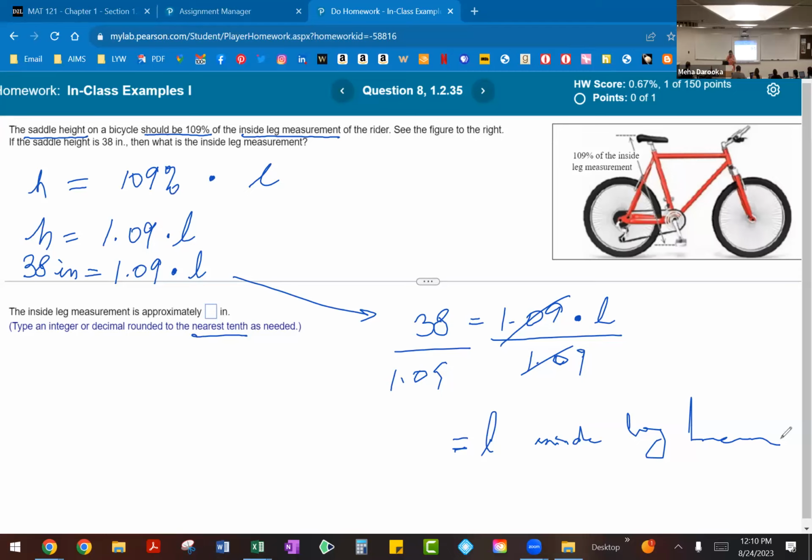Say that one more time. 34.9. Perfect, very nice. So yeah, it's coming out to be 38.862, and it keeps going, but when we round it to the nearest tenth, that's 38.9. And what unit of measurement should this be in? What was our saddle height in inches, right? So of course, this will also stay in inches.